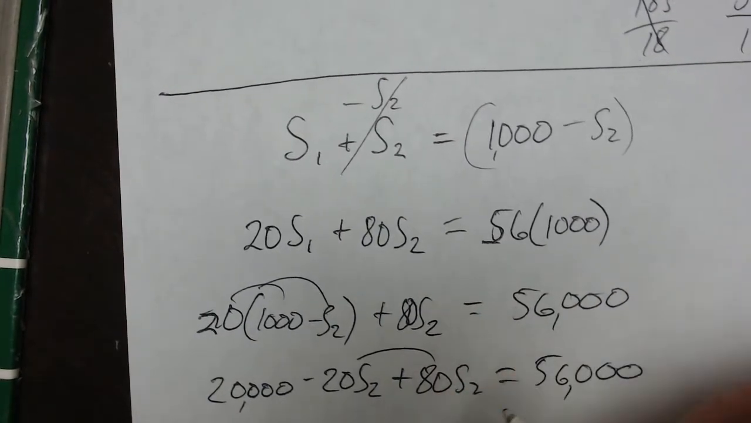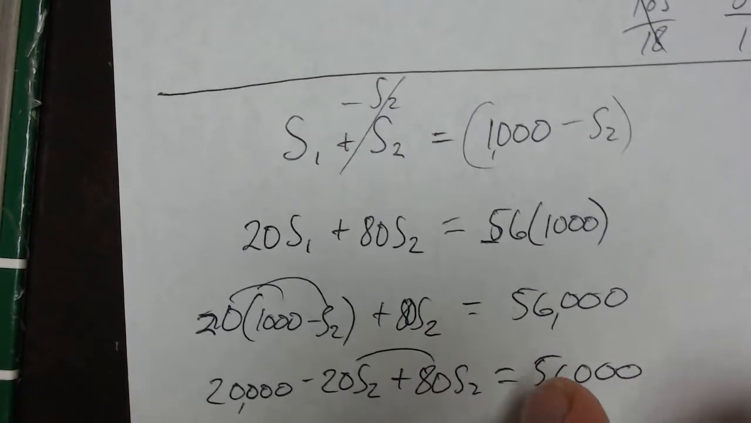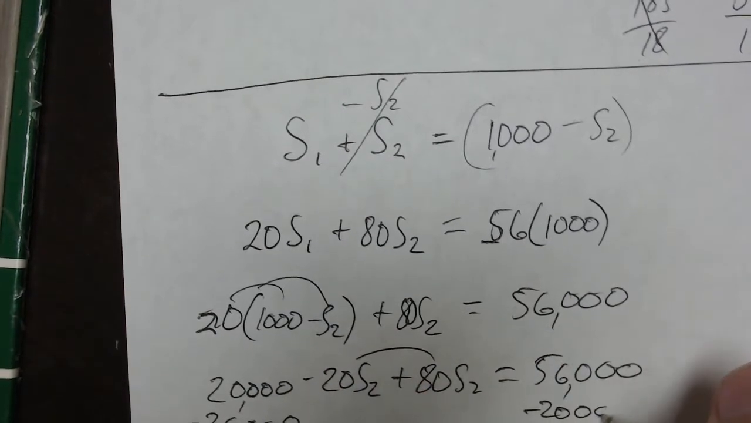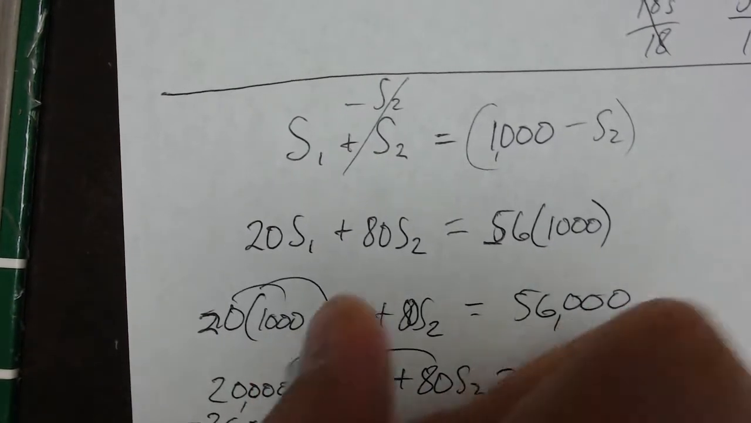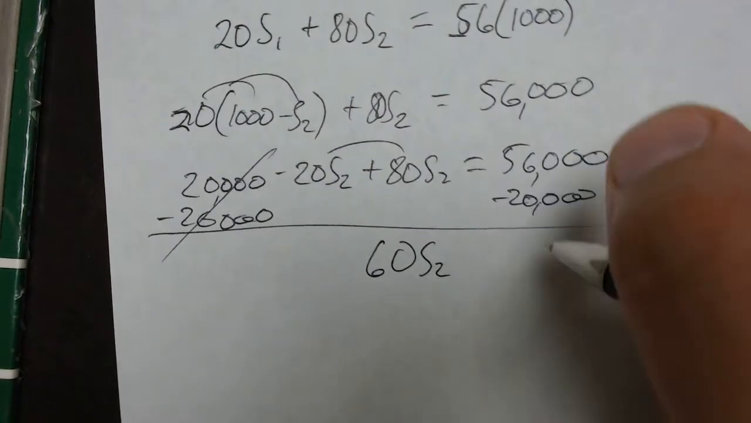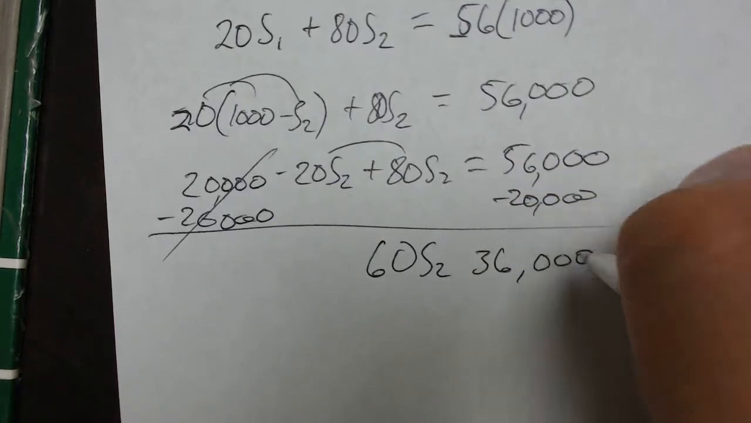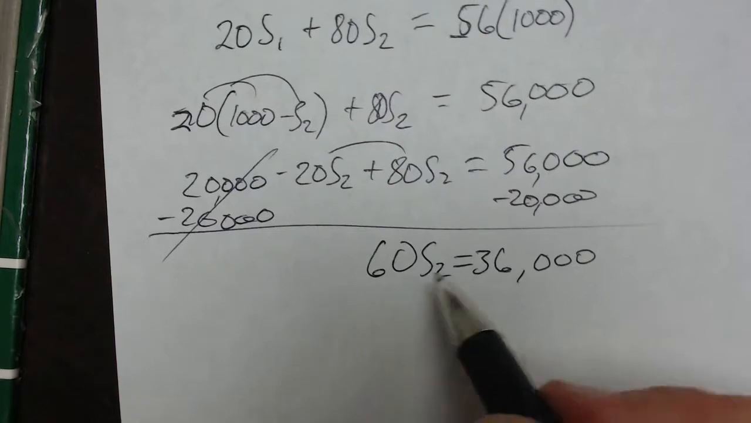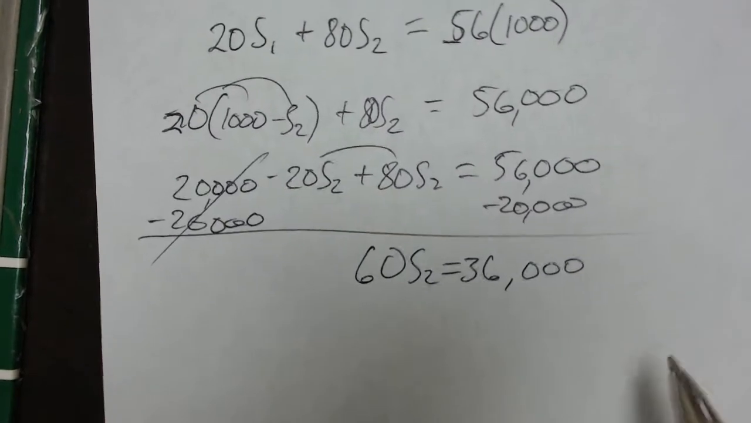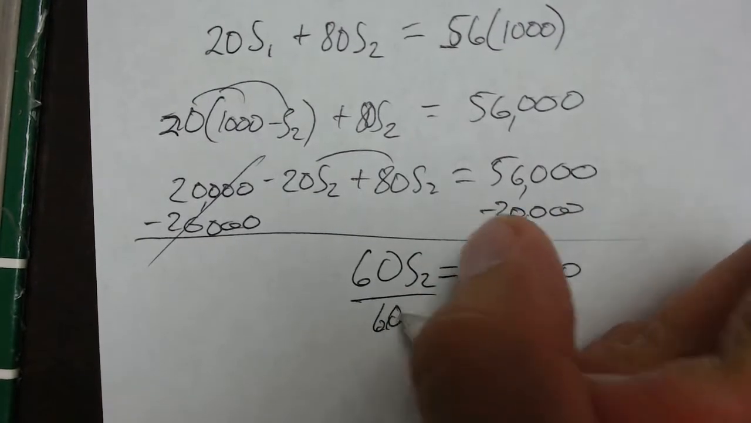80 minus 20 gives me 60. So I've got 60 times solution 2, and then I'll go ahead and subtract 20,000 from each side. That will cancel. And then 56,000 minus 20,000 gives me 36,000. So I've got 60 times the second solution equals 36,000. Divide each side by 60.